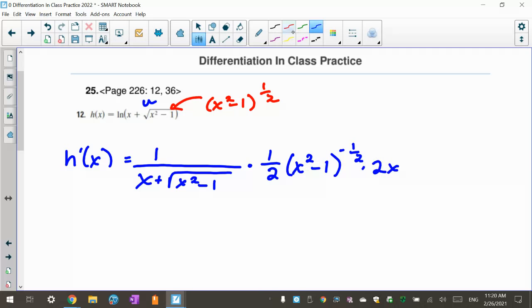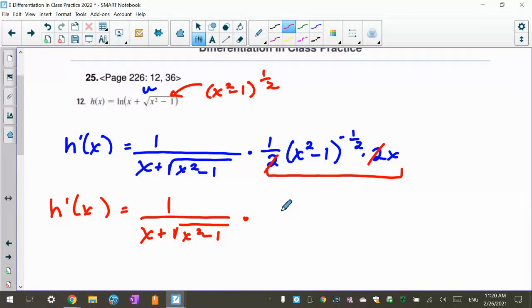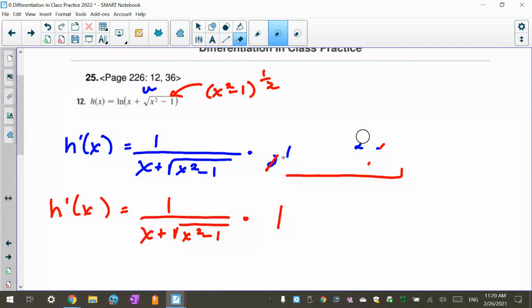Okay, so when I look at just this piece of it right here, I'm very excited to say I can cancel those 2's out. They divide out to make 1. So I end up getting h prime of x to come out to be 1 over x plus radical x squared minus 1. And this is times, and I'm just going to rewrite it, 1. Oh, I forgot to do the derivative of x. Well, you know what? Let's do that again.